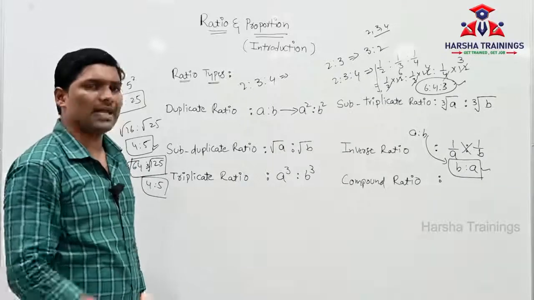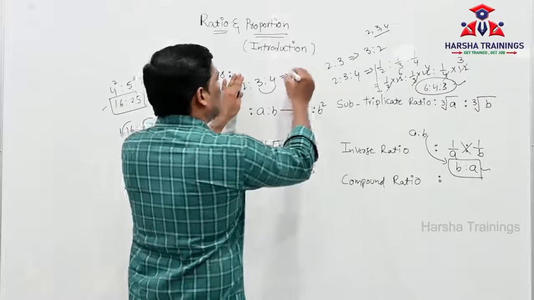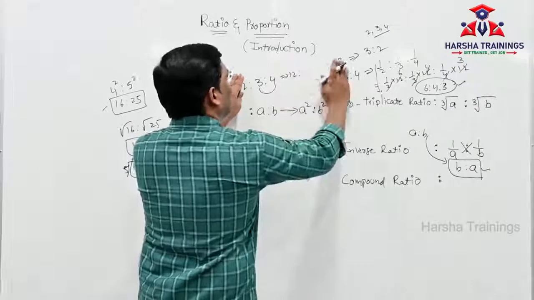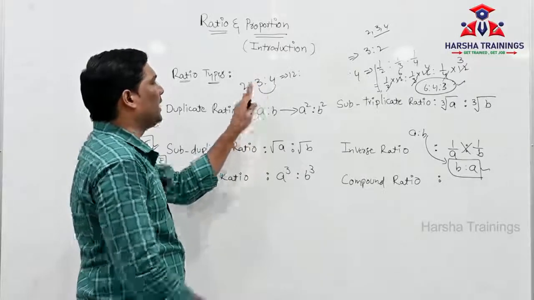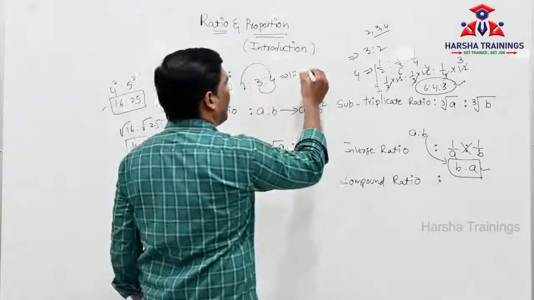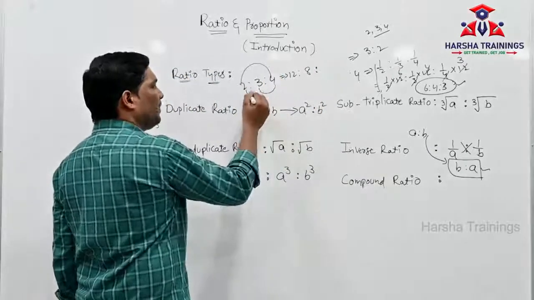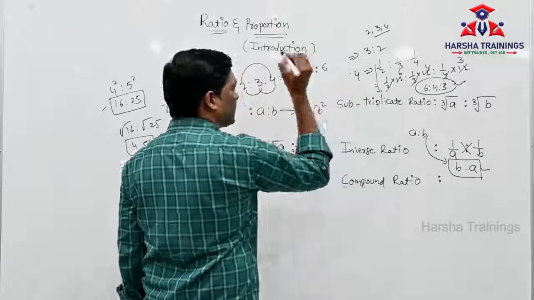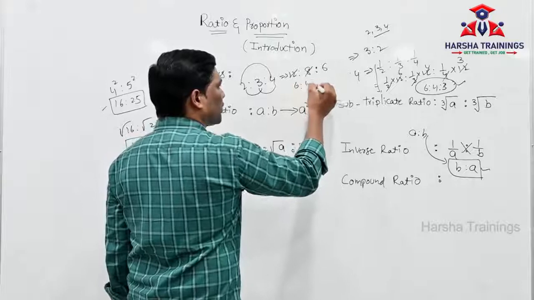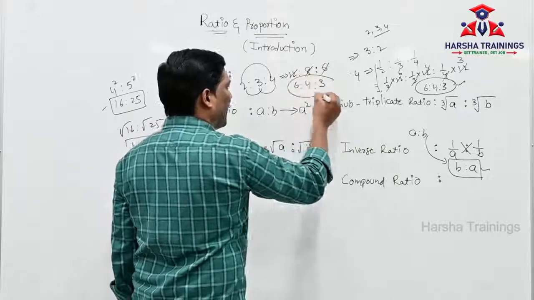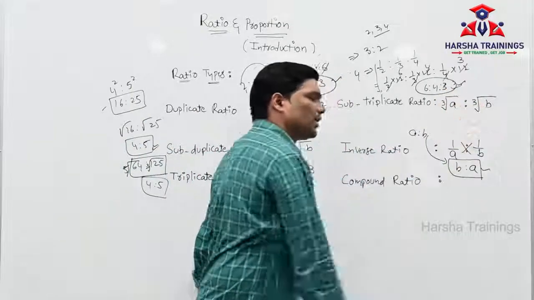First find out the A value. Just cover the A, and the remaining is 3 into 4. 3 fours are 12. And find out the B value. Just cover the B, and the remaining is 2 fours are 8. And find out the C value. Just cover the C, and the remaining is 2 into 3, 6. So 12, 8 and 6, which is 6 is to 4 is to 3. The final answer is 6 is to 4 is to 3.